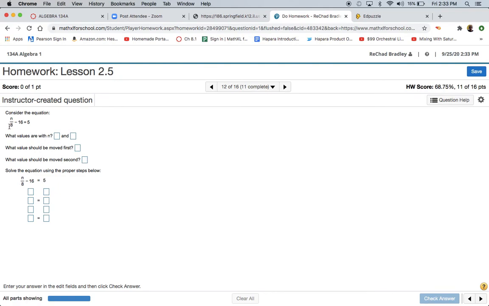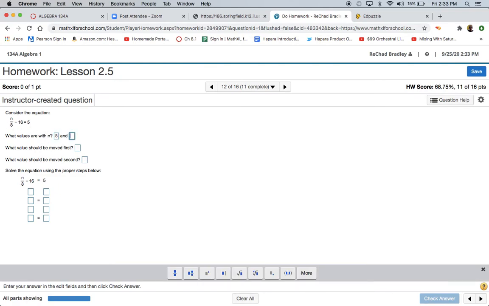The values with N are 8 and -16. The value that should be moved first should be over here, which is your -16. The value that should be moved second is this 8. If I want to move this 16, which is subtracted, I should add 16 to both sides. Remember, those two things go away, leaving me with N over 8, so I'm going to do N slash 8, tab to move. 5 plus 16, I believe, is 21.